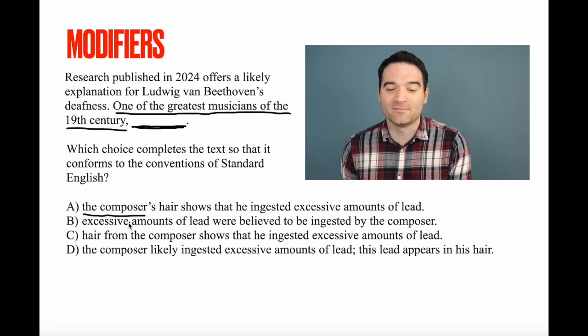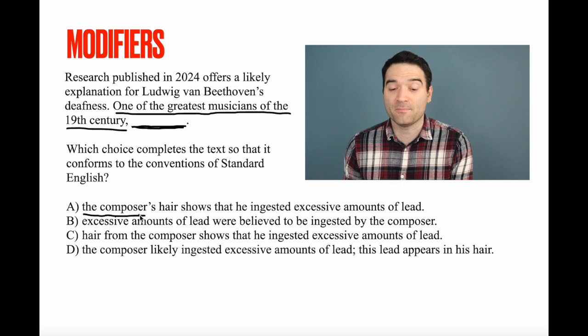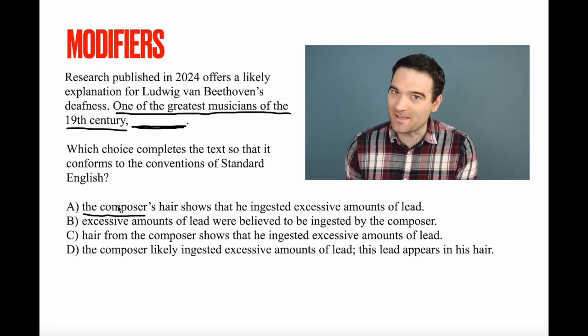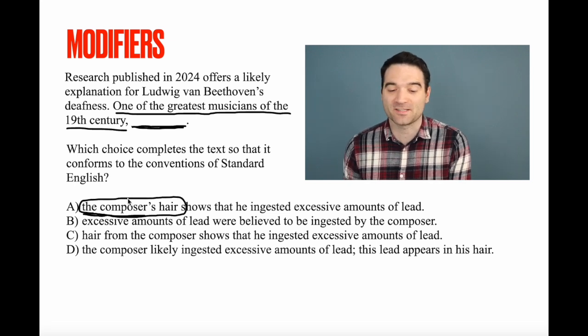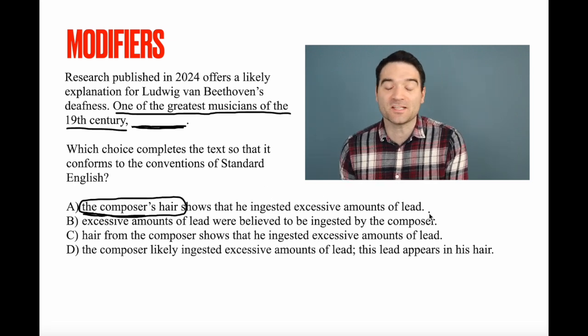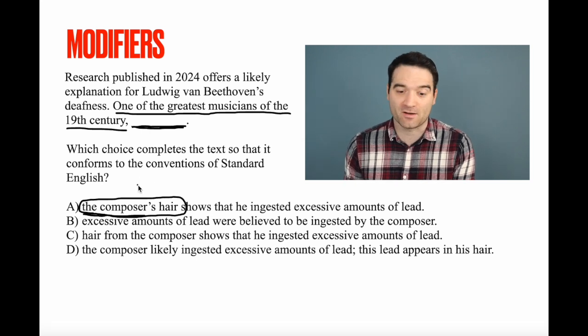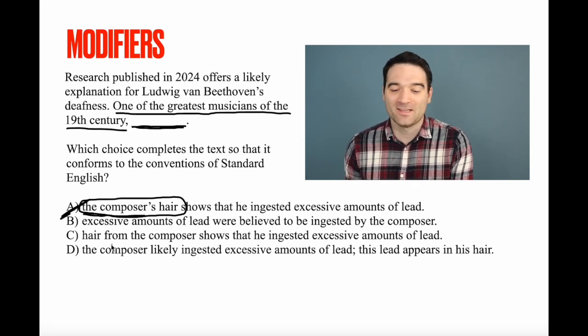A is a tempting one, right? Because sure enough, it's the composer. But we're not talking about the composer. We're talking about the composer's hair, right? That's the subject of this sentence. What shows that he ingested excessive amounts of lead? It's the composer's hair. So that doesn't work, right?